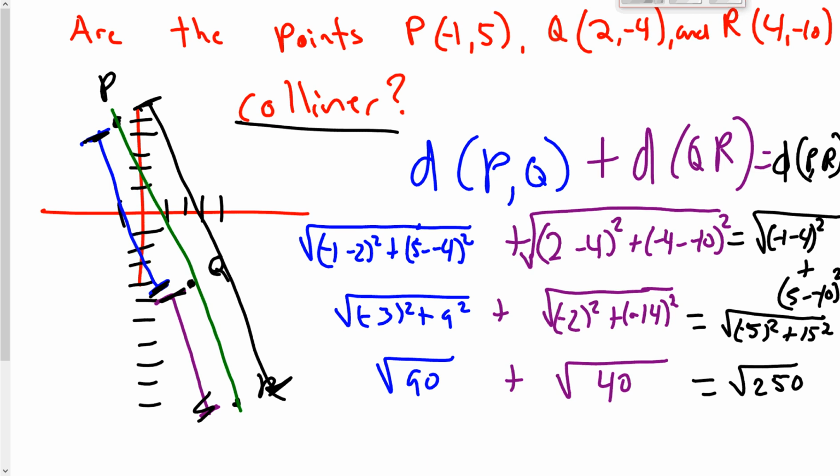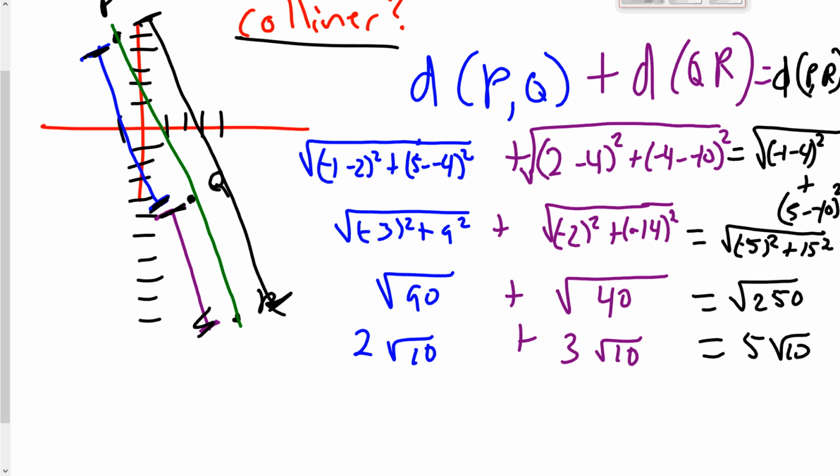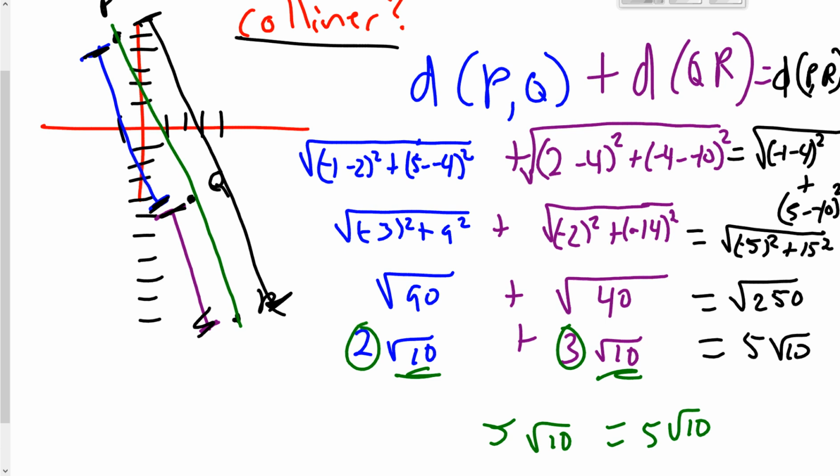So go ahead and break all 3 of these roots down. Okay, so you break them all down, you get 2 root 10 plus 3 root 10 equals 5 root 10. And that is true, right? Since they both have root 10, now we can add their numbers out in front, or you can call them coefficients, right? 2 plus 3 is 5, so we get 5 root 10 equals 5 root 10. So that is a true statement. So that means the two smaller parts do equal the whole, so that means these are collinear.